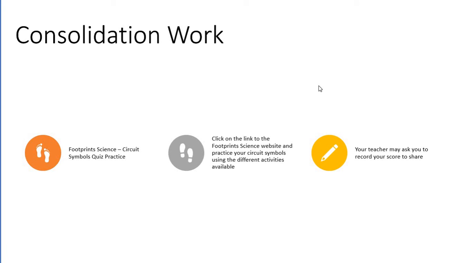And then to consolidate that, as a little extra task for you, if you want to just practice your circuit symbols, if you're not quite sure, or if you want to show how good you are, there is a quiz or practice on something called Footprint Science. The link on that is, again, on the Padlet, okay? And you can have a go at the quiz, see how quickly you can do it. There's a little timer to time how quickly you can answer the questions. You may be asked to share your score.